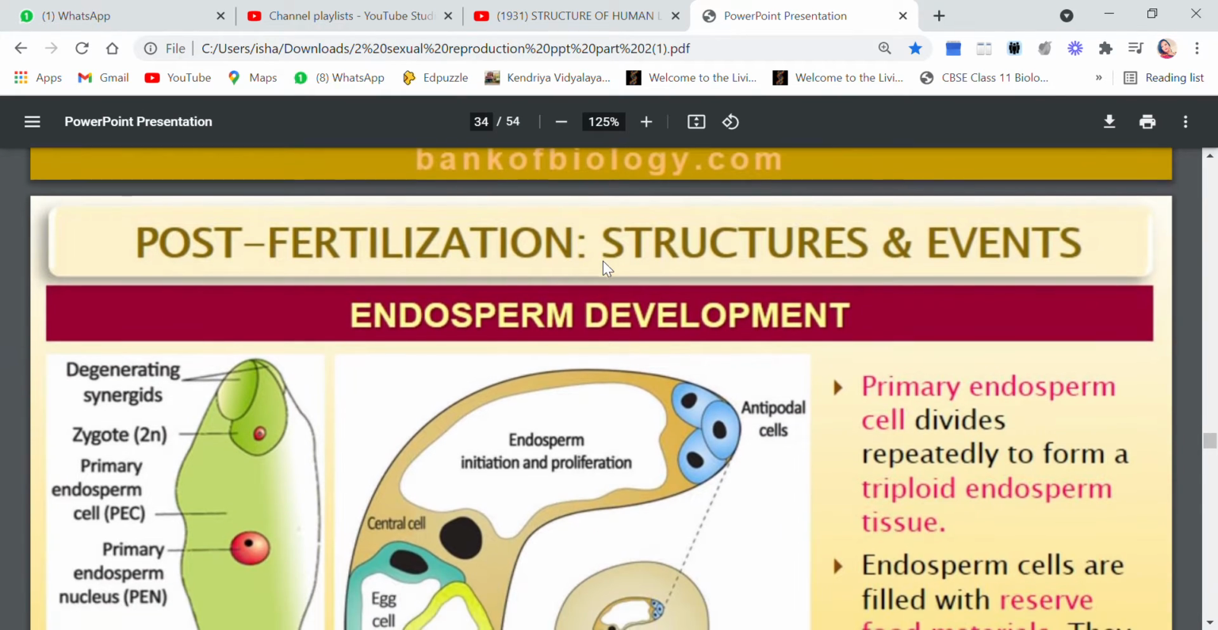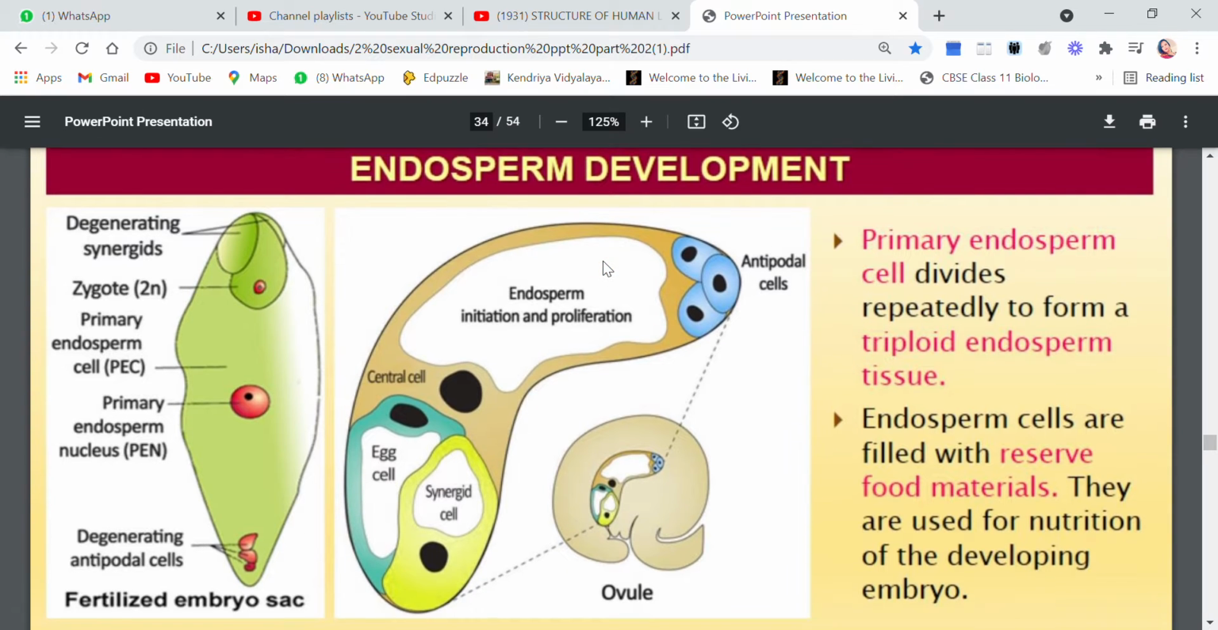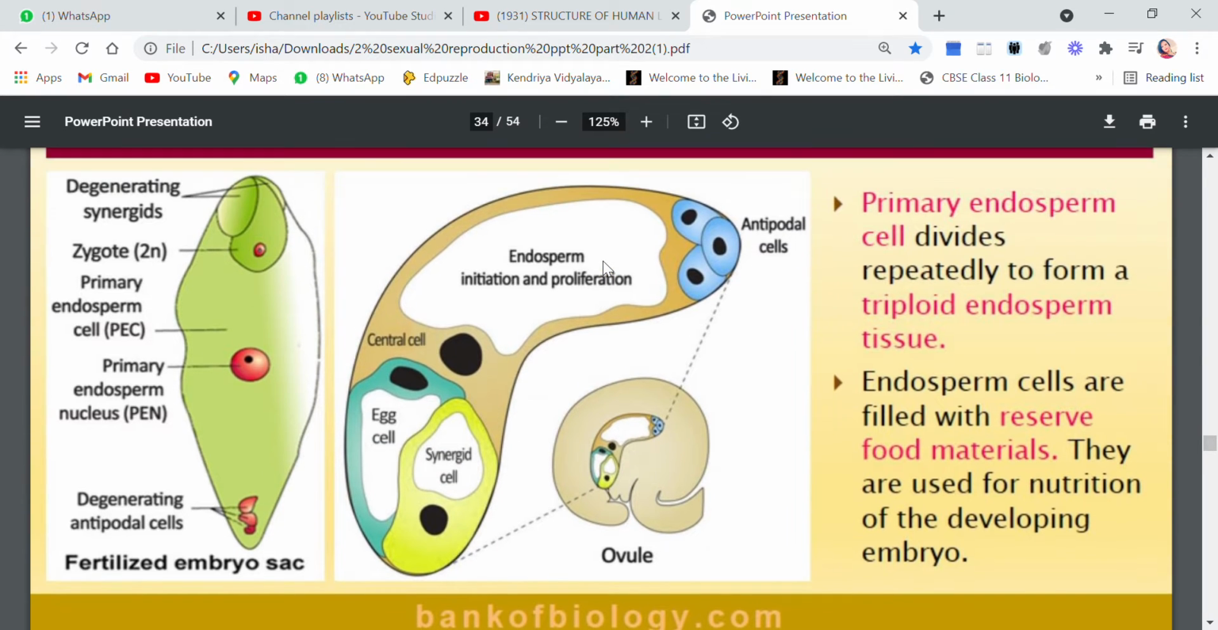The first that we are going to do here is endosperm development. Children, I told you that when there are two male gametes, one of the male gametes will fuse with the egg cell, and this will get transformed into a zygote, and the second male gamete will move on to the polar nuclei in the central cell, and it will give rise to PEN, that is primary endosperm nucleus. And this PEN is inside PEC, the primary endosperm cell.